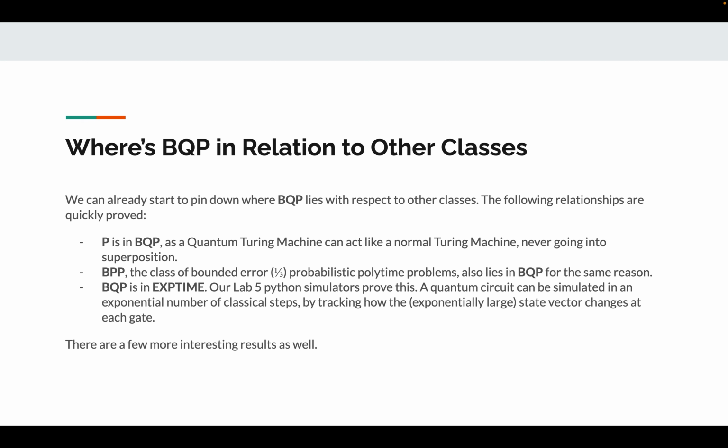Okay, and so this bounds it from below. This tells you what's inside BQP. This kind of tells you the easy problems it can solve. Let's figure out the limit of how hard it can get. We would like to put an upper bound on that in particular. So an upper bound is EXP time, right? And what's the proof of this? Well, that's just our Lab 5 Python simulators. A quantum circuit can be simulated by looking at the state vector and putting it through all the gates one by one, in an exponential number of classical steps, in particular because that state vector is exponentially large. There are more interesting results. I'll go through one.